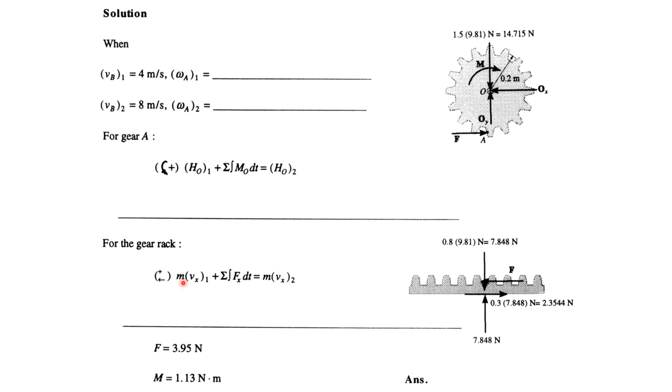So that means for the gear, we're only going to have one equation, which is the moment equation. And for the rack, we're only going to have one equation, which is the x-axis impulse-momentum equation. We solve for that, and we'll find the value for the force and the value for the moment together.